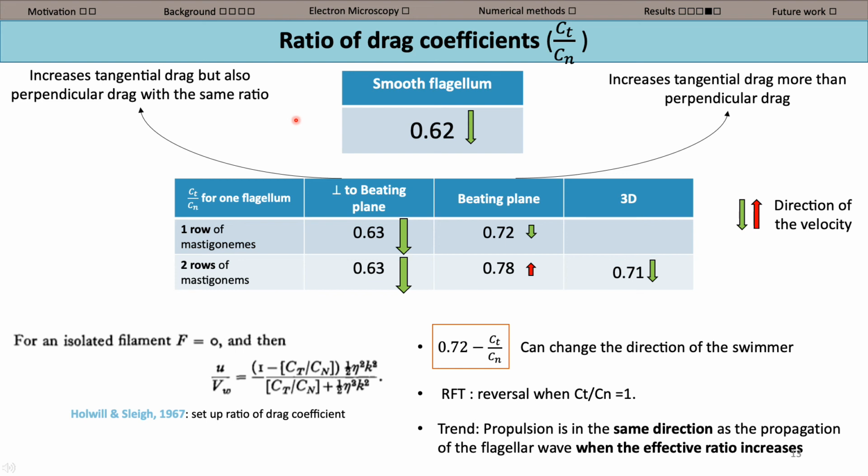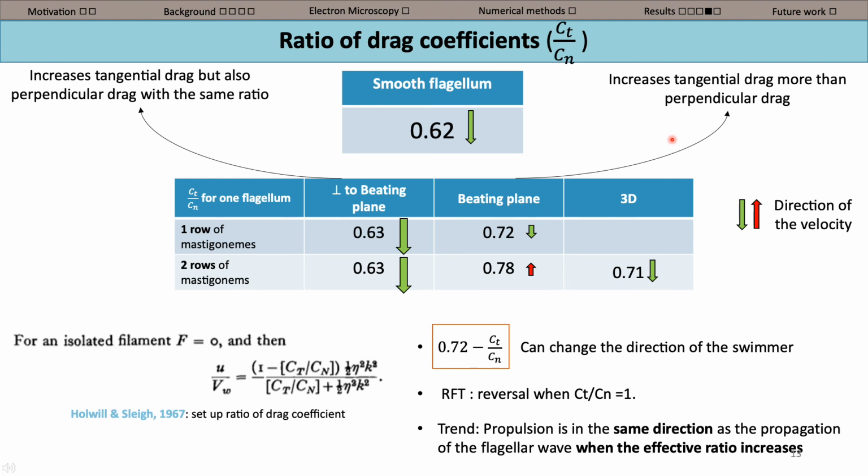However, we found higher numbers when the Mastigonemes are displayed within the beating plane. In this case, you remember we had a velocity on average that was negative for the smooth case and became positive when we added a row of Mastigonemes. So for these two geometries, we would have an increase of the tangential drag that would be bigger than the increase from the perpendicular drag coefficient, leading to a higher number for this ratio.